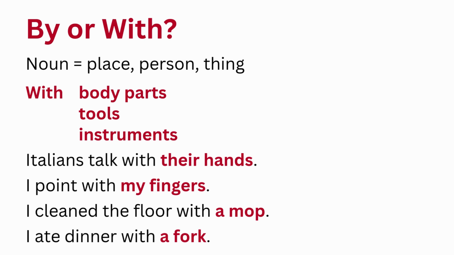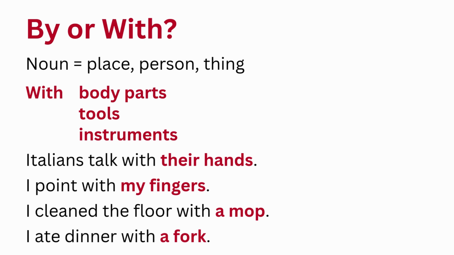We can also use it when we're talking about tools or instruments. So when I'm talking about instruments, I'm talking about things we use. I cleaned the floor. How? How did you clean the floor? Well, I cleaned the floor with a mop. So a mop is like a tool or an instrument. You can say, I cleaned the floor with a broom. I cleaned the floor with a dustpan. I ate dinner with a fork. So this is answering, how did you eat dinner? I ate dinner with chopsticks. I ate dinner with a spoon.